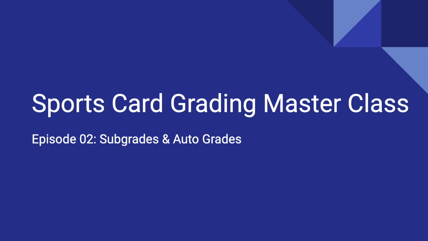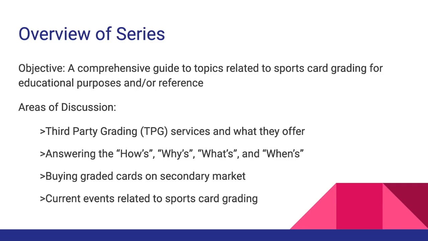Today we're going to be taking a look at subgrades and autogrades. I figured this was a good place to get into the more in-depth look. I know that the first episode was more of an overview of the TPGs and grading in general. But this one is going to cover more so the aspects that go into a card's assigned grade. So we'll talk about the 4 major subgrades as well as autograph grades and a little bit more about those as well. So, kind of an overview of the series.